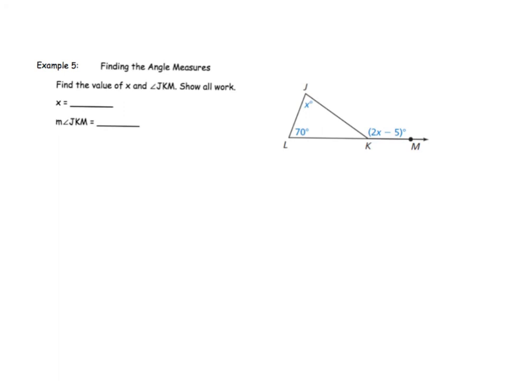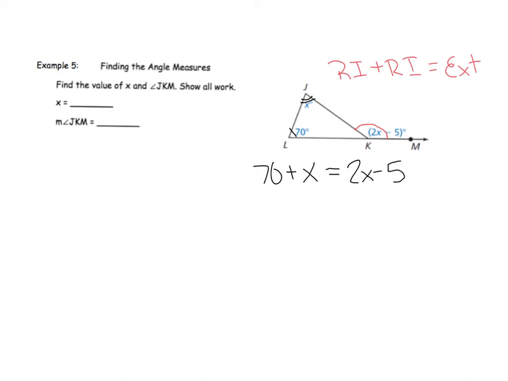Finding the angle measures. Find the value of x and angle JKM. Now I'm going to label JKM, which is this angle here. Okay? So, what do you know, this is a remote interior plus remote interior equals the exterior kind of problem. So, let's solve for x first. I'm going to have 70, because that's my first remote interior, plus x, because that's the second remote interior, and they're going to equal my exterior angle, which is 2x minus 5.